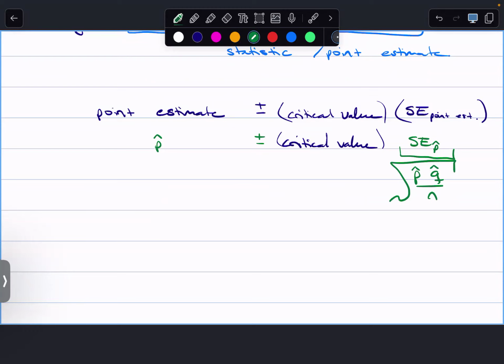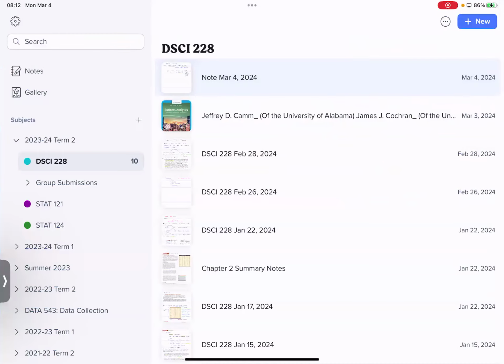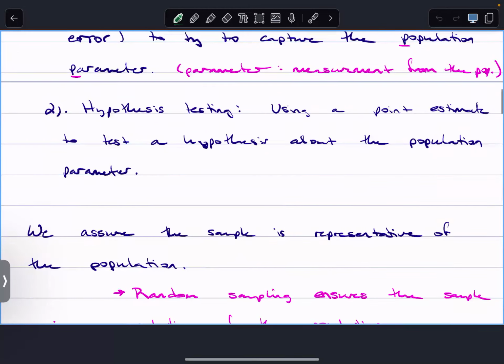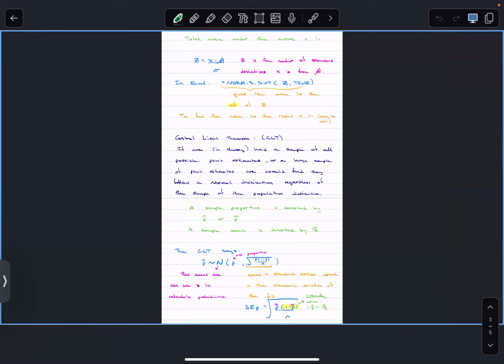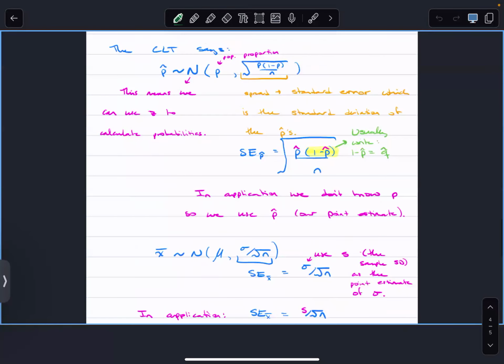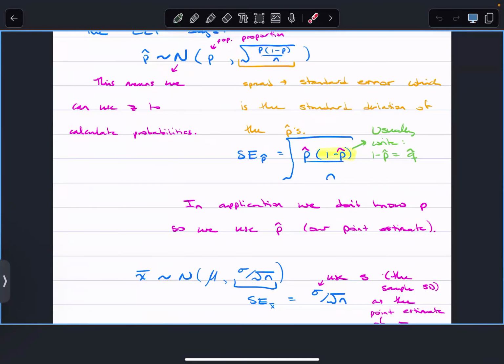Now I can't remember exactly. Let me go back to last day. Oh, we talked about sampling, right? But here we said, okay, we worked through and got to, and then I said, well, I'm not going to tell you how we got the square root of p times 1 minus p over n, but that's just a fact. We accept it.